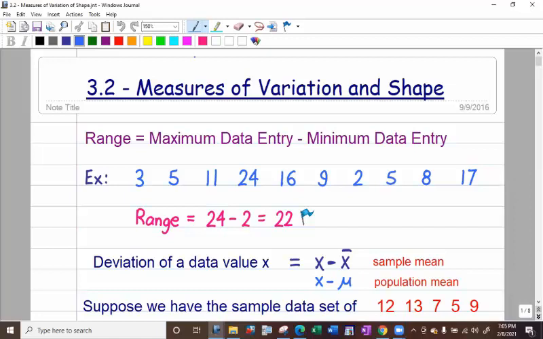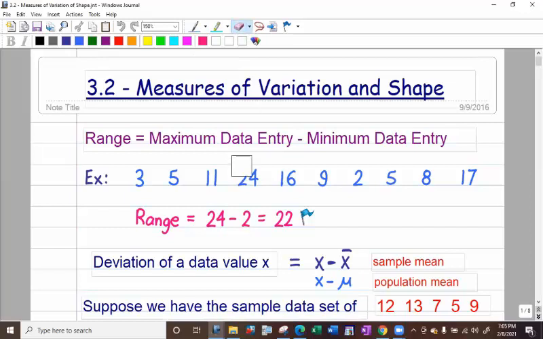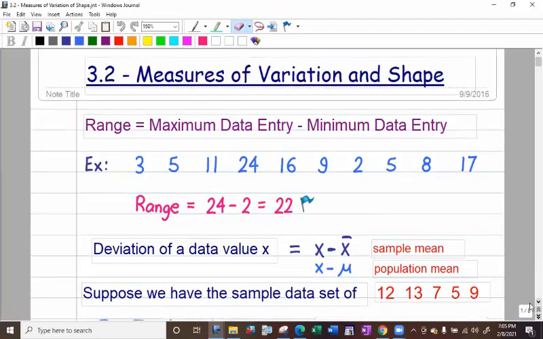So in this set of data, the 24 would be the largest number and 2 would be the smallest number. So 24 minus 2 would be 22. So that's pretty exciting, isn't it? Range.